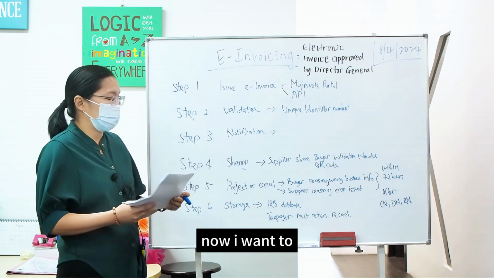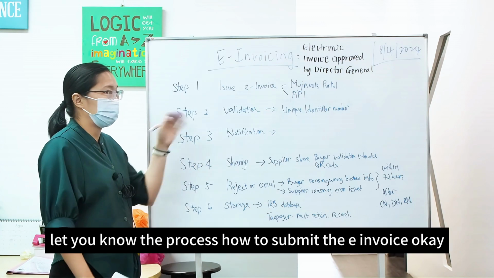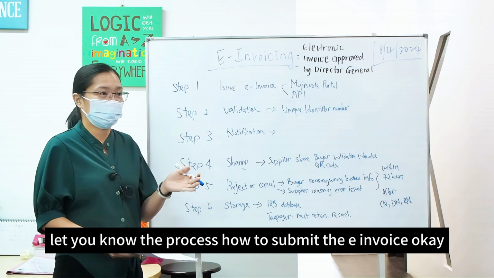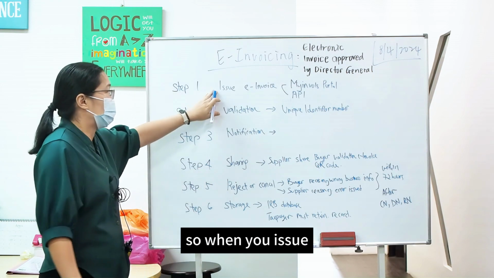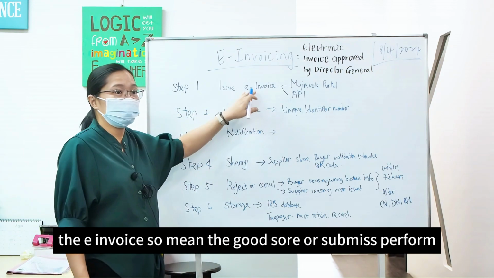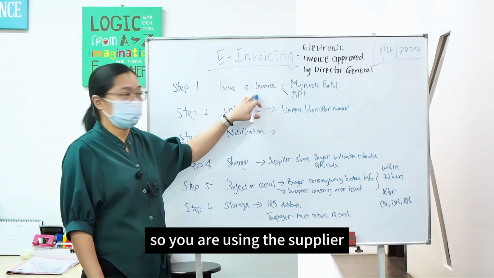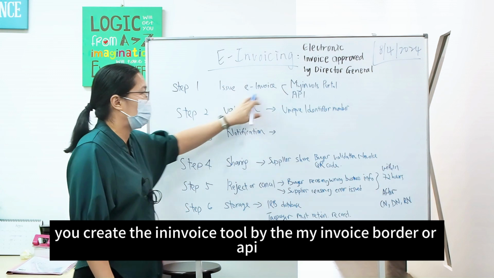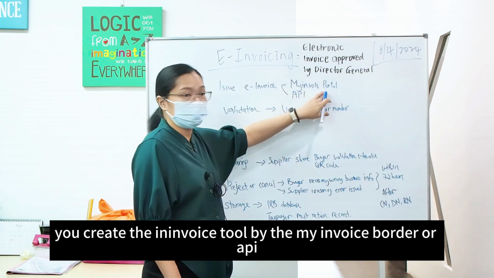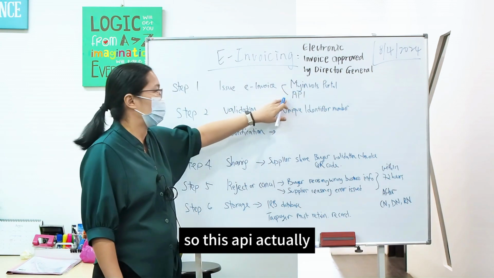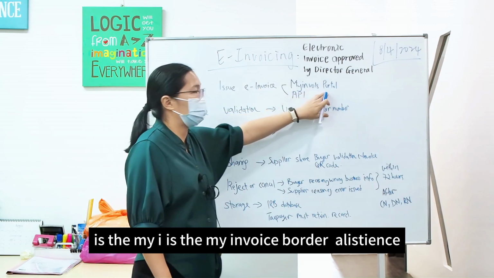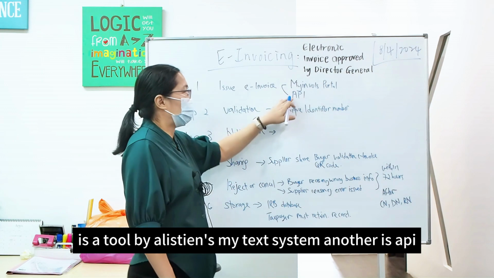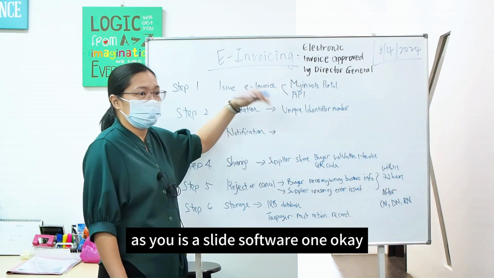so now I want to let you know the process of how to submit the e-invoice. Okay. So when you issue the e-invoice, it means the goods are sold or service performed. So you will be the supplier. You create the e-invoice through the MyInvoice portal or API. The MyInvoice portal is through LHDN's MyTax system. The other is the API, which is actually like the software one.